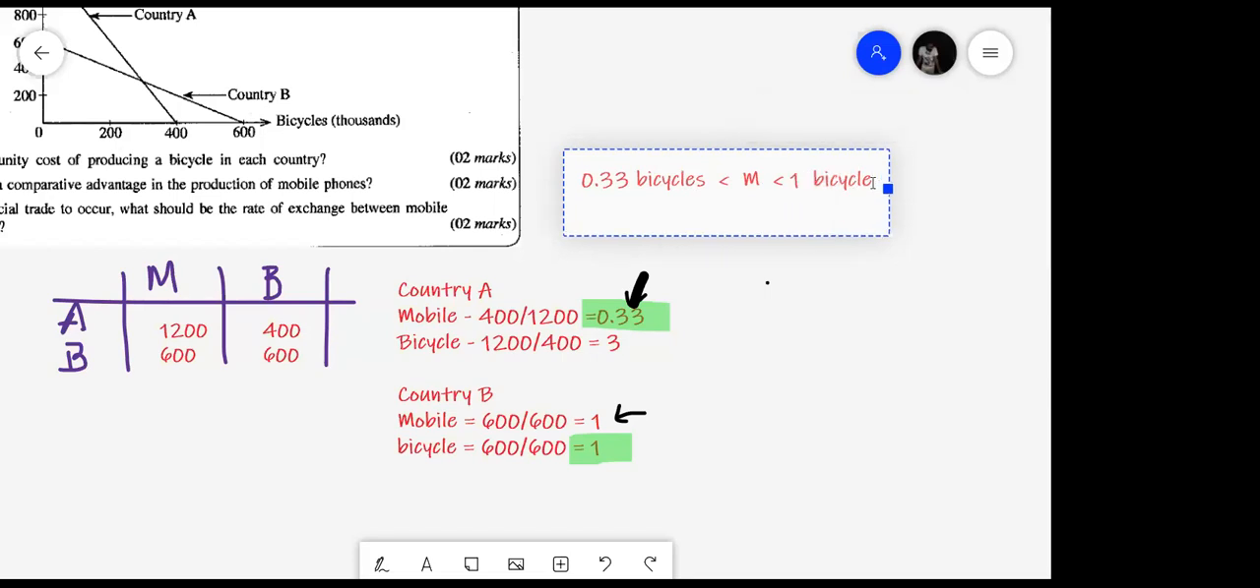Similarly, guys, if you take bicycles, right? Country A is already paying 3 mobile phones for a bicycle. Country B is paying 1. So country B will expect more than 1 mobile phone per bicycle, okay, and less than 3 mobile phones.